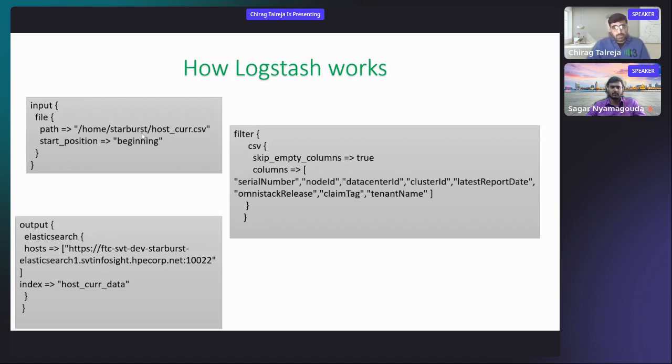So this is one of the filter plugins, and once we have the data in these columns, we redirect it to the output plugin. In the output plugin, we are writing it to Elasticsearch. We have connected to one of the Elasticsearch hosts, and we are writing to an index, which you can refer to as a table in the NoSQL context, hostcur data. So this is how the normal flow of Logstash looks.